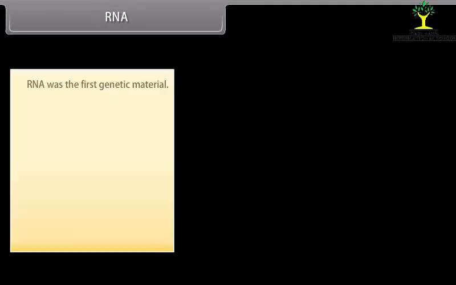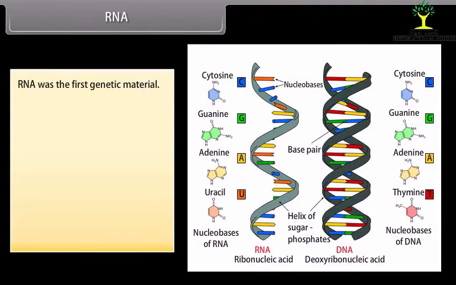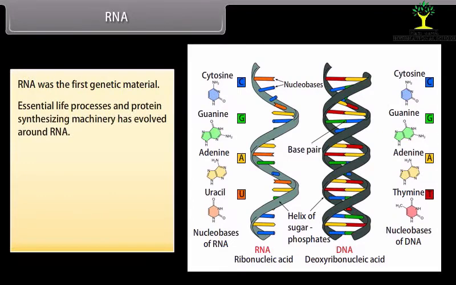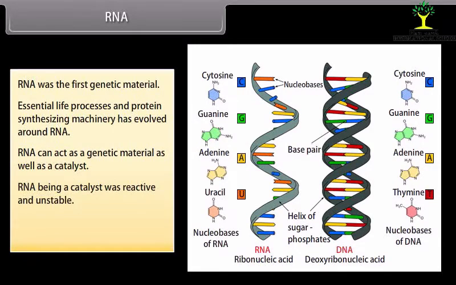RNA. RNA was the first genetic material. Essential life processes and protein synthesizing machinery has evolved around RNA. RNA can act as a genetic material as well as a catalyst. RNA being a catalyst was reactive and unstable. Thus, DNA evolved as a stable genetic material from RNA.